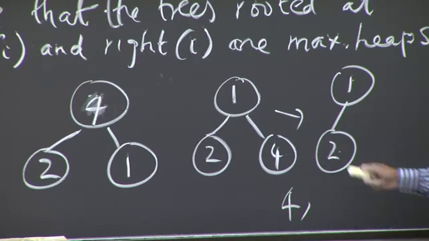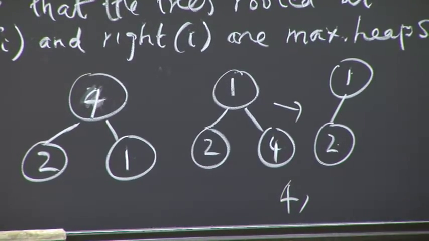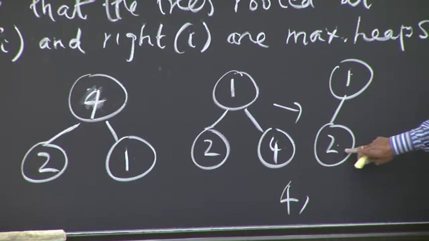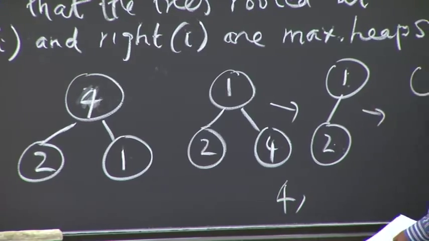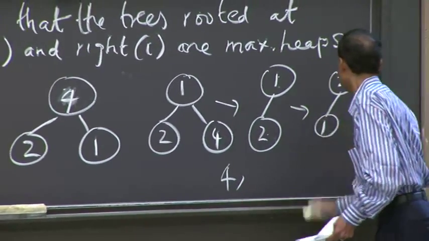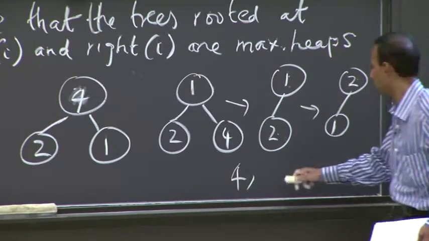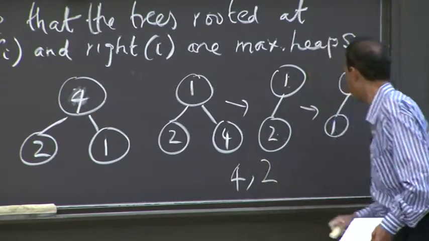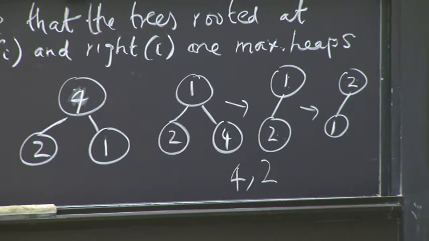Now I look at 1 and 2, and this is obviously not a max heap, but I know that the child is a max heap, so I can run max-heapify on this, and what this turns into is 2 and 1. Okay? And at this point, I know that the max is the root because I've run max-heapify, and I take 2 out, and after this, it becomes trivial, but that's the general algorithm.